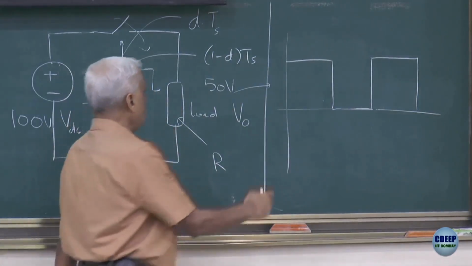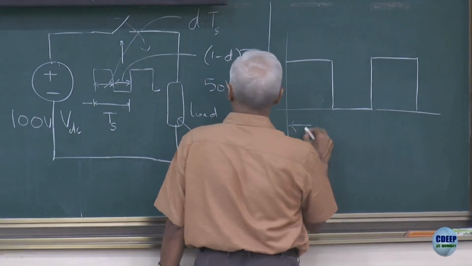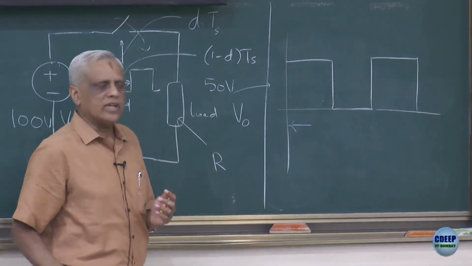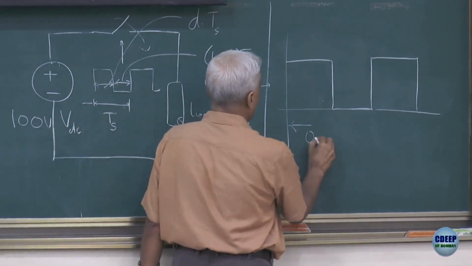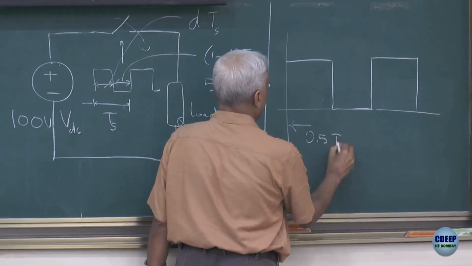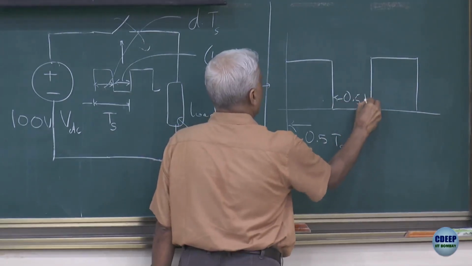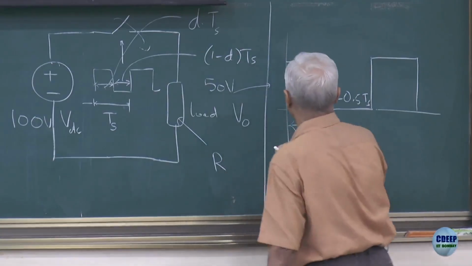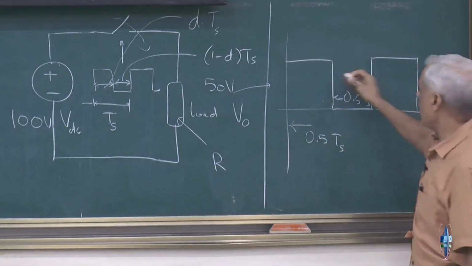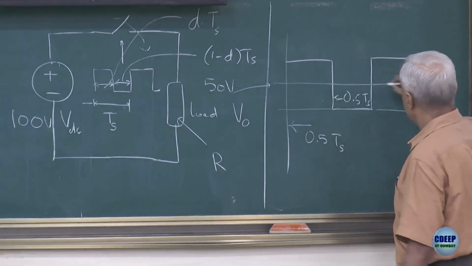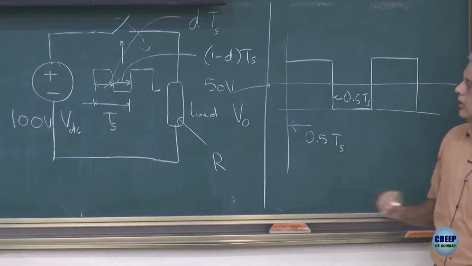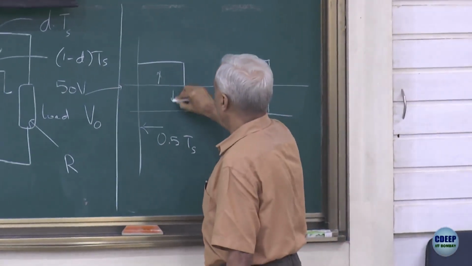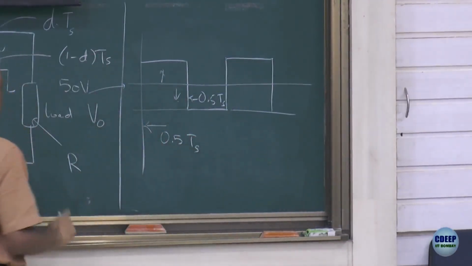So this is how your VO will look like, and because I want 100 to 50, let's keep this on-time as 0.5 into Ts, and this off-time also 0.5 into Ts. If you do that, you will be able to get an average output voltage of 50 volts. And of course, you can change this value of the voltage by playing with this number.